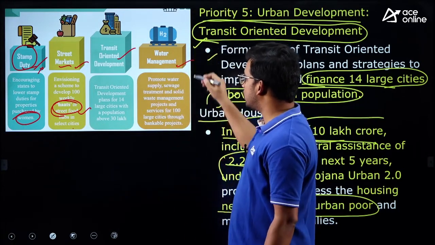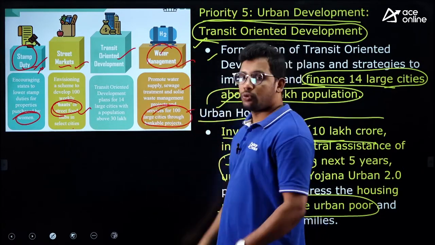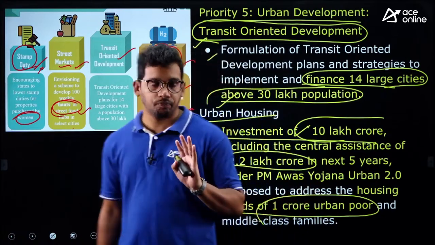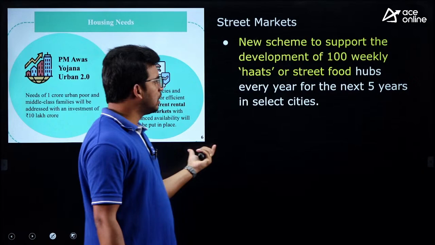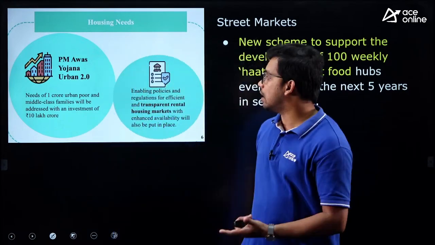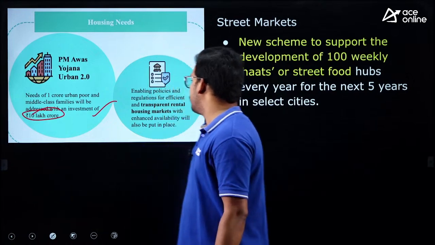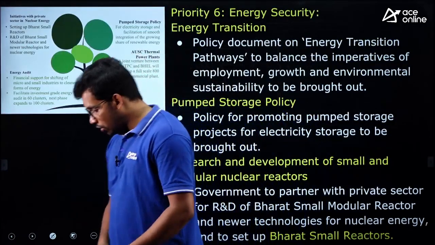Transit oriented development we have discussed, and water management also, they are going to connect with proper drainage and water facilities in the 100 large cities in India, right. So these are the urban development. Street markets we have already discussed, right. They are going to encourage the weekly haats, that is mandis. This also we have seen, 11 lakh crore we have discussed, right. So this we have already discussed. That is about the priority 5.